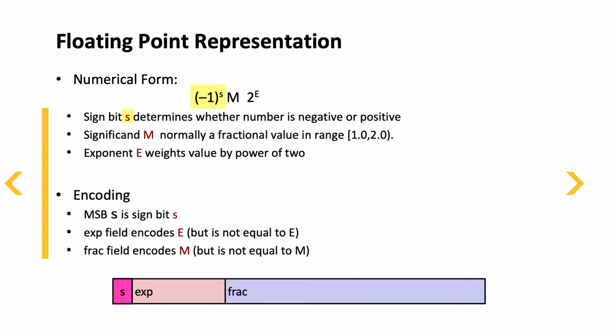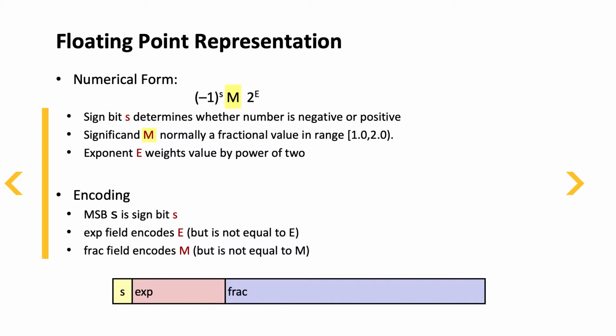So if it's a 1, then that's going to be a negative value. If it's a 0, then that's going to be a positive value. That's all this thing tells us. And we can see that from the math up here, right? -1 to the 1 is -1. -1 to the 0 is 1. So again, all it's doing is indicating the sign of the value.